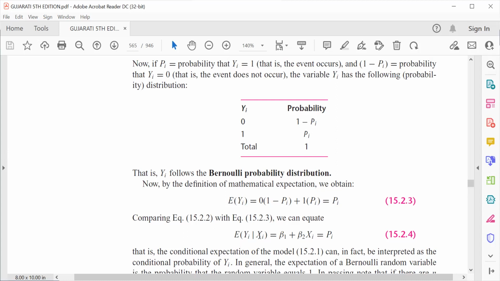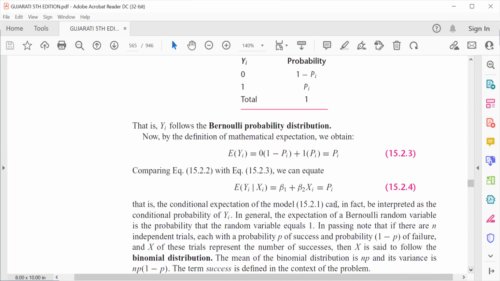Comparing equation 15.2 with equation 15.3, we can equate these equations. This means the expected value of Y given X is the same as the probability of the event occurring. In general, the expectation of a Bernoulli random variable is the probability that the random variable equals 1. Suppose independent trials have probability p of success and probability 1 minus p of failure.